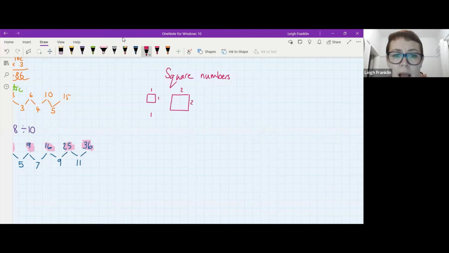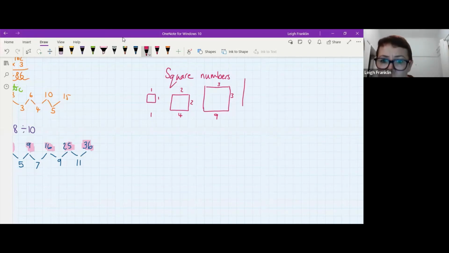2 by 2, and there we end up with 4. Absolutely. And then we can multiply 3 by 3. 3 by 3, and that's how we end up with 9. Absolutely. So can you see, grade 7s, that square numbers actually make squares?